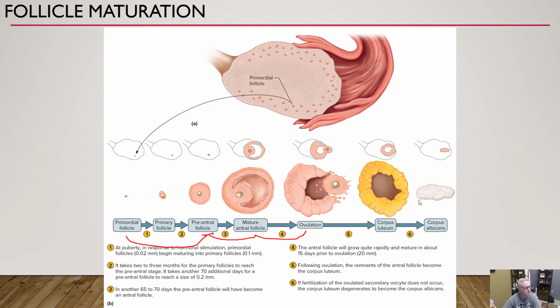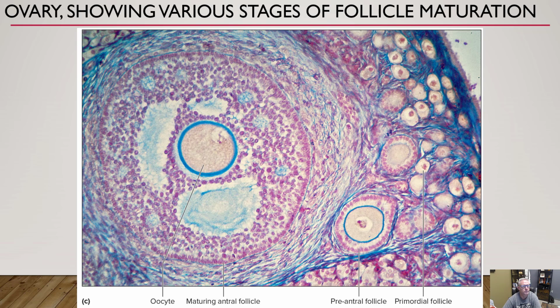All right, so here we're just showing the different stages of follicular maturation. Here's your oocyte. Here's a maturing antral follicle, a preantral follicle.